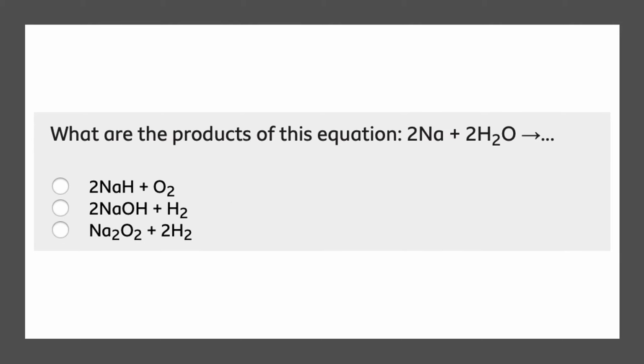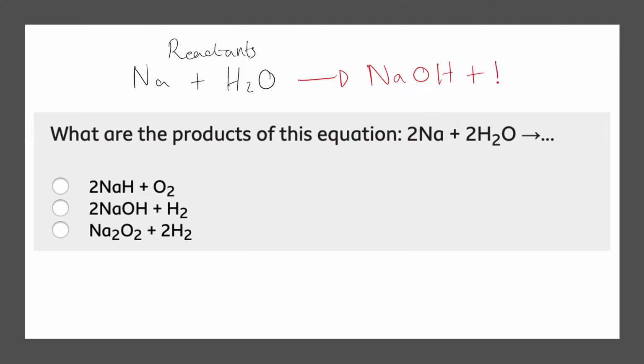Next question, our final question, what are the products of this equation? So let's write out the equation. We have Na plus H2O as the reactants, and we are producing NaOH, sodium hydroxide, and this is because hydrogen gas is being released. So that will be our products.